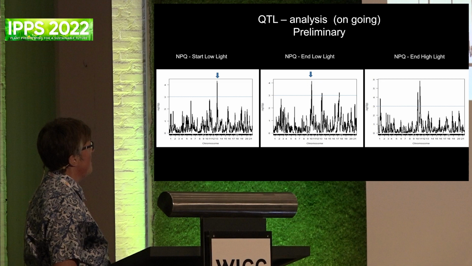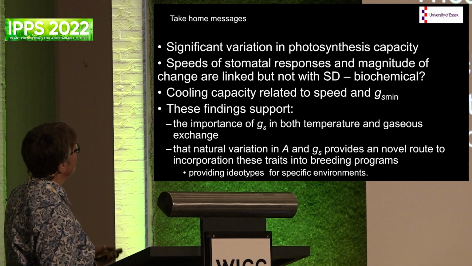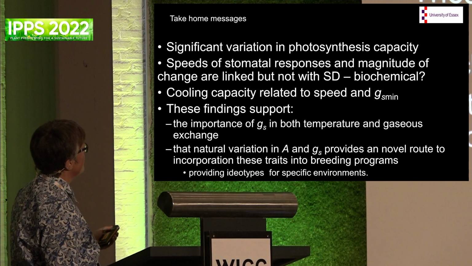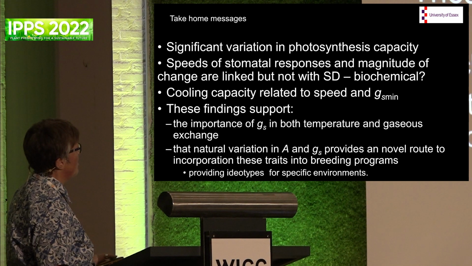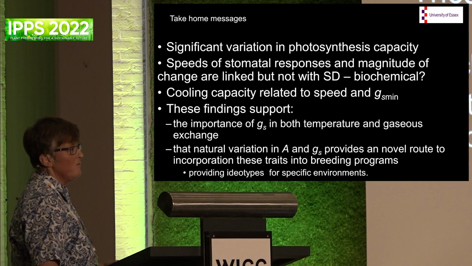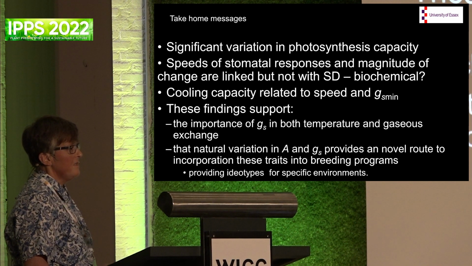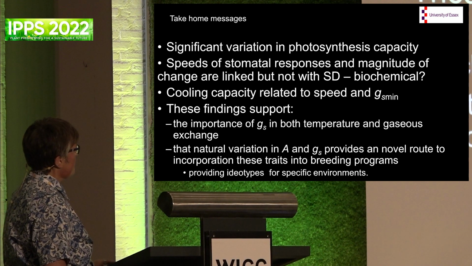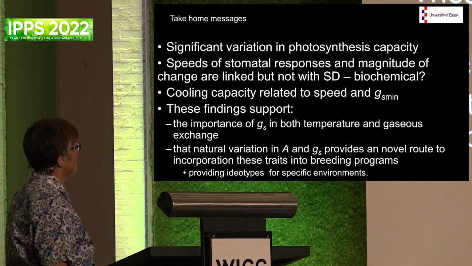But as part of this project, we also wanted to, some take-home messages first. So from these data, I think we can see there's significant variation in photosynthetic capacity. The speeds of stomatal response and the magnitude of change are not linked with stomatal density, which I think is really interesting, and that suggests there's a biochemical component to that, which would be really nice. Again, cooling capacity is related to the speed and the minimum value, which you'd imagine.